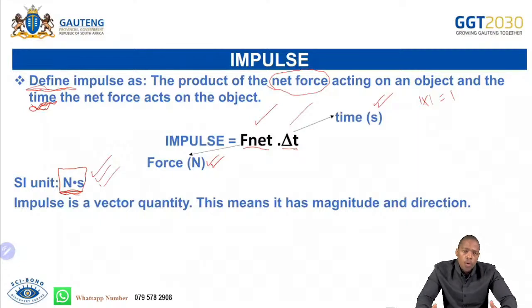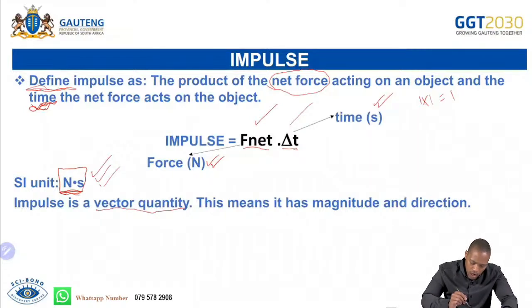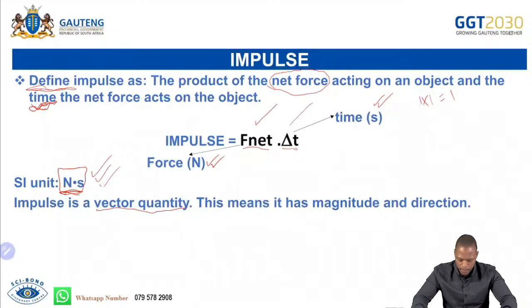Okay, so impulse, grade 12, is a vector quantity. As we said in the previous lesson that momentum is a vector quantity, impulse is also a vector quantity. And when we say impulse is a vector physical quantity, what does this mean? This means that impulse has magnitude and direction. Very, very important. I'm raising it as an awareness again. It's very important that we remember that it has magnitude and direction.